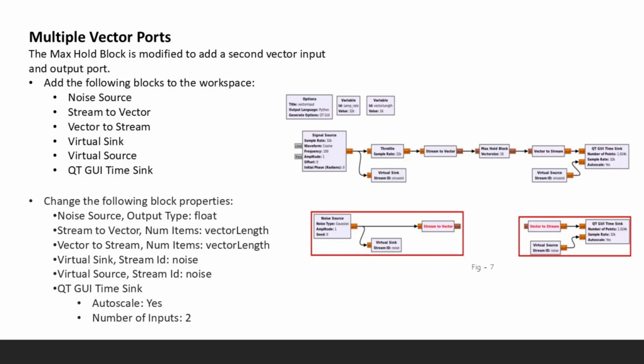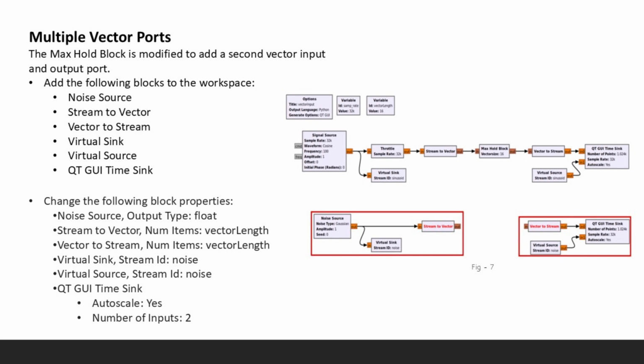Multiple vector ports. The max hold block is modified to add a second vector input and output port. Add the following blocks to the workspace: Noise source, Stream to vector, Vector to stream, Virtual sink, Virtual source, Qt GUI time sink.